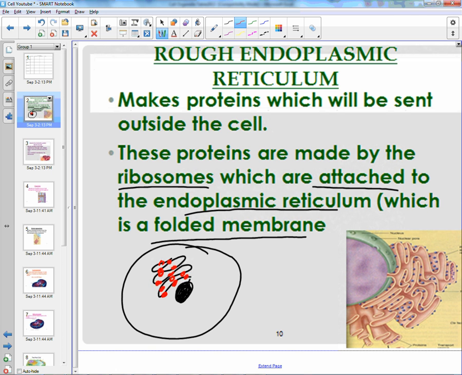Its function is going to be the verb. So I'm going to highlight the verb over here. The verb is that it makes protein which will be sent outside the cell. They will leave the cell, the proteins that it makes. You guys remember, the ribosomes synthesize the proteins. So does the rough endoplasmic reticulum, because it has ribosomes on it. So here we have the ribosomes, and here we have a rough ER.